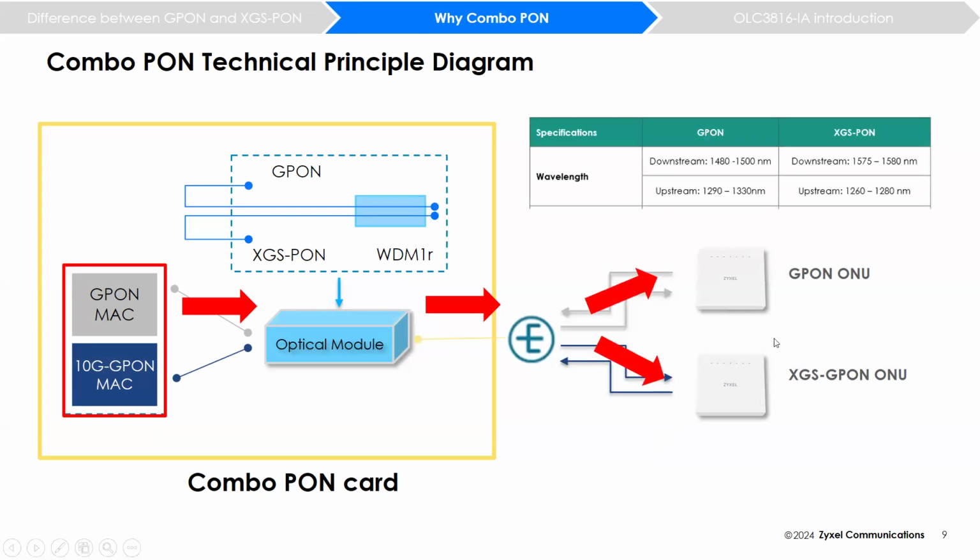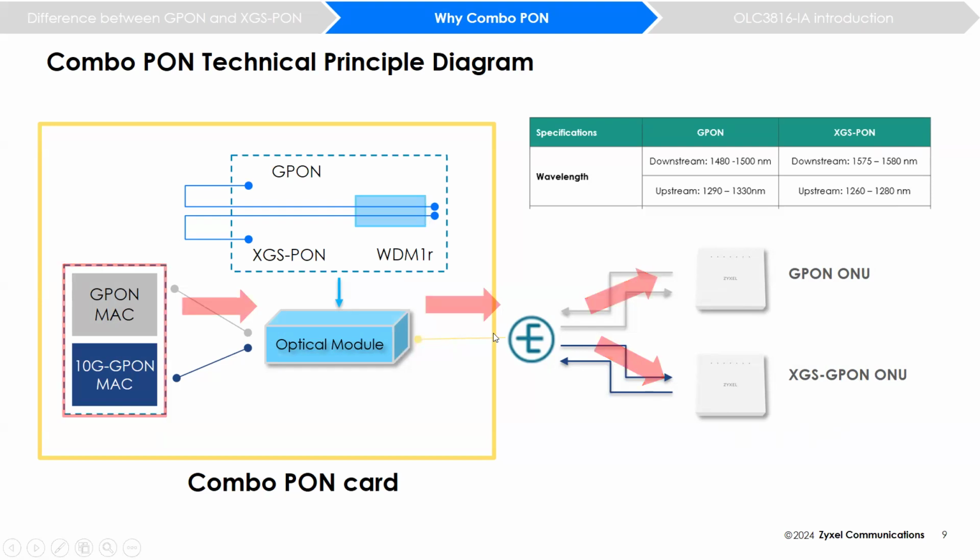How do the GPON ONT and SGS PON ONT recognize whether they have to receive a specific signal? It depends on the different wavelengths used in the two technologies. As you can see, the wavelengths in GPON technology are in this range, and for the SGS PON technology, the wavelength is in this range. So that's why the GPON ONU and SGS PON ONU can receive their own signal when we connect them both on a single combo PON port on the card.